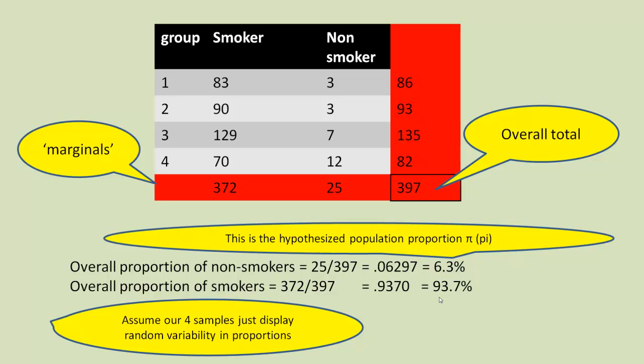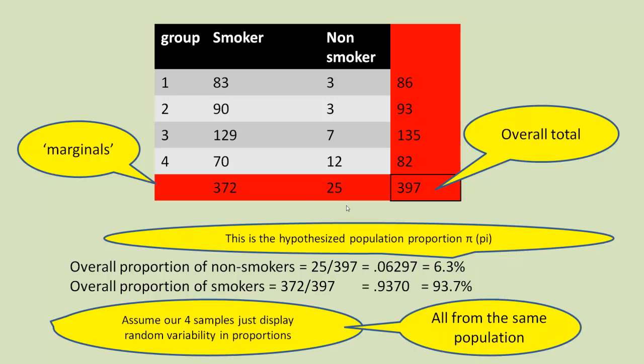If we assume that our four samples just display random variability in the proportions, we can say they all come from one population. And that one population obviously will have a proportion that we've defined here, this overall proportion, 6.3% or 93.7%, whichever way we're looking at the data.